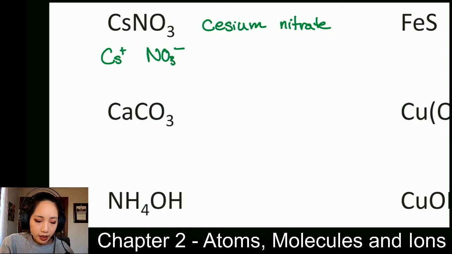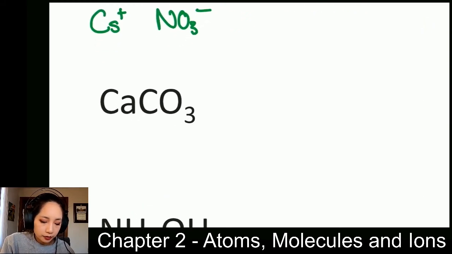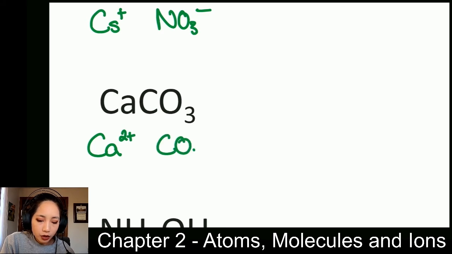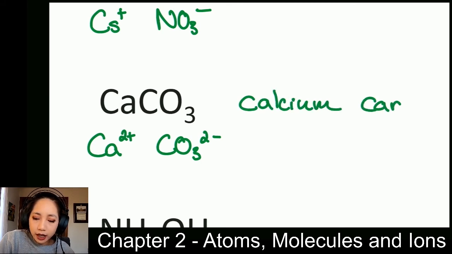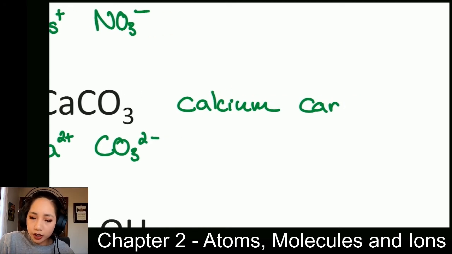Let's keep going. Calcium carbonate. So calcium is Ca2+, carbonate is CO3 2-. So name the cation, then the anion. This is calcium carbonate. Calcium is a main group element. It's not a transition metal, so no stock system. Carbonate. Okay, let's keep going.